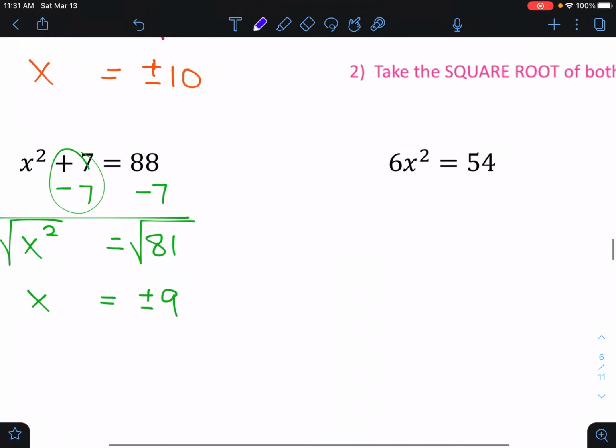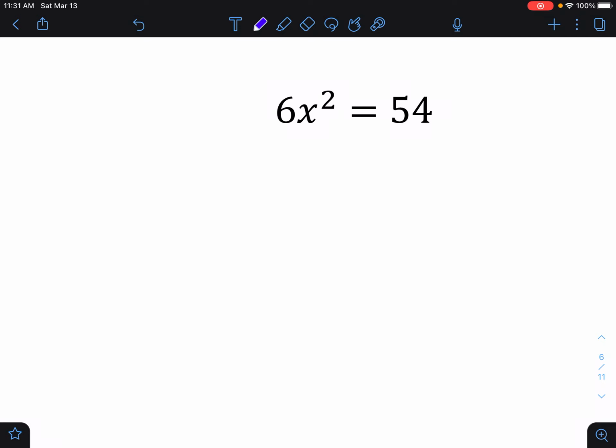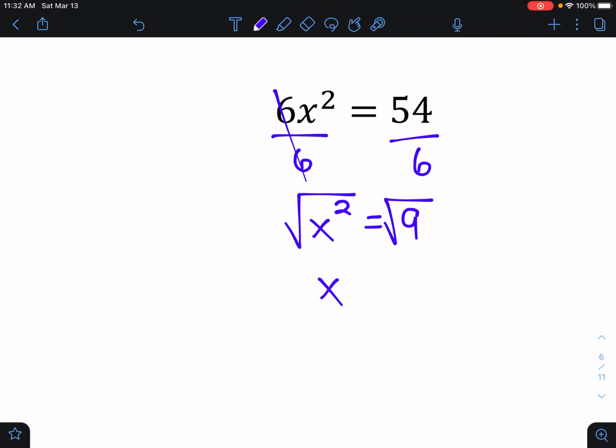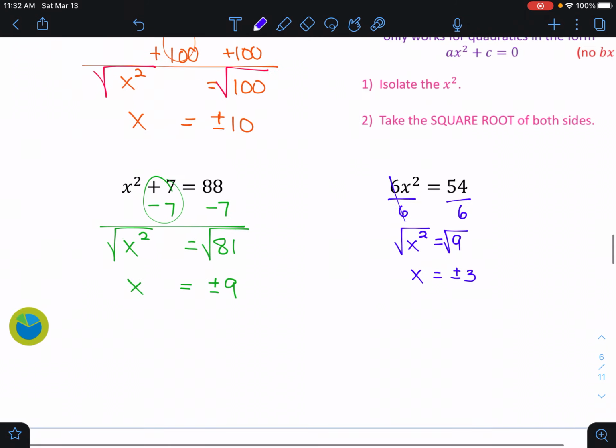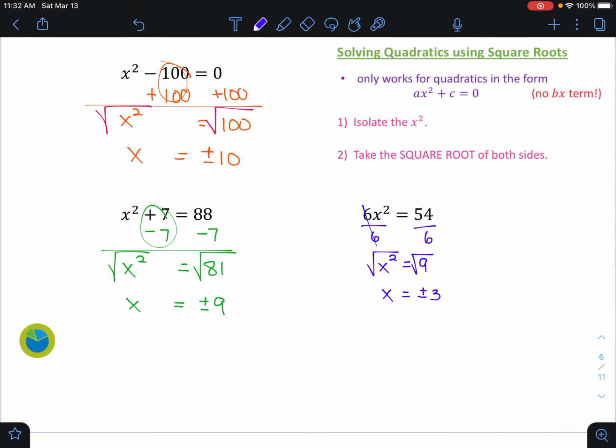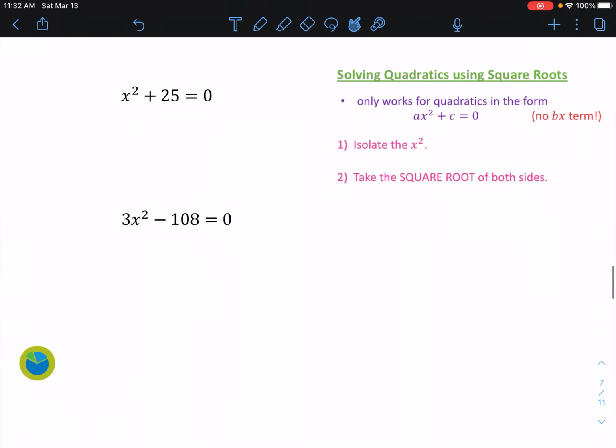Here, I've got 6x squared equals 54. Remember, this means multiplication right in between here. So I'm going to do the opposite. I need to get that x squared by itself. So I'm going to divide by 6 on both sides. That would give me x squared equals 9. And now take the square root. And I would have plus or minus 3. Okay, so those are kind of just the basics to get you going. Let's take a look at a few other situations.